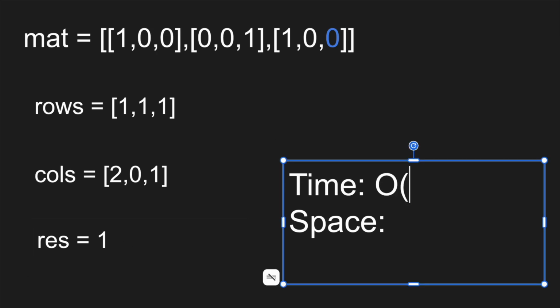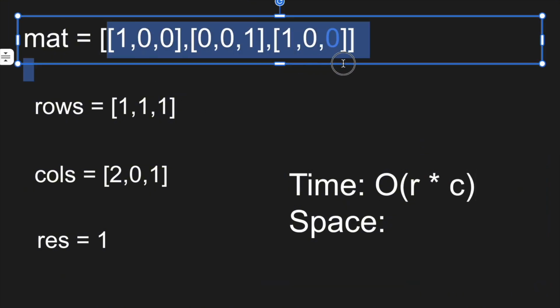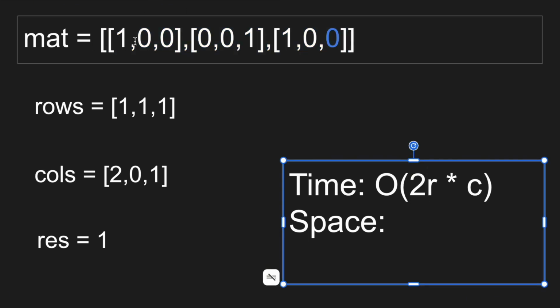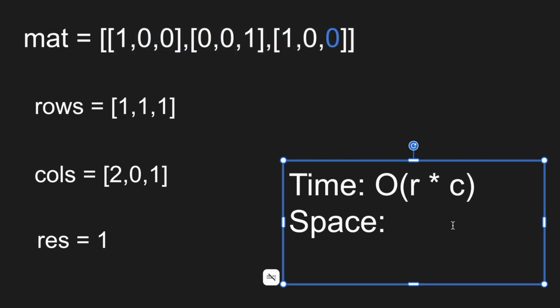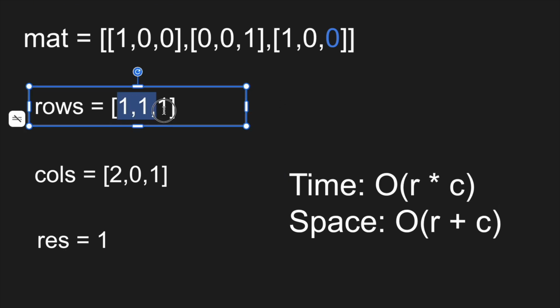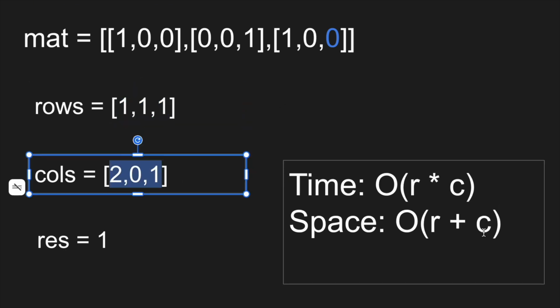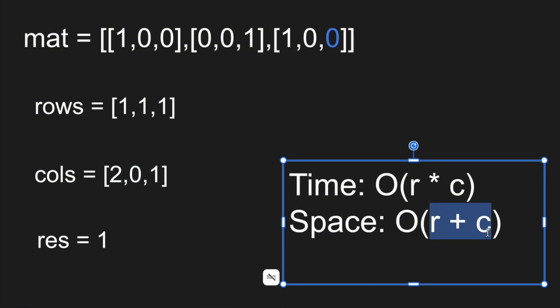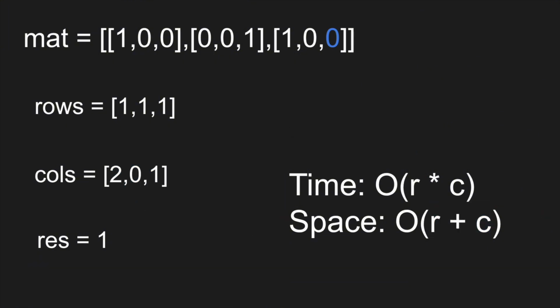So the time complexity would be O of r times c, where r is the number of rows and c is the number of columns, because we'll have to iterate through this. Now technically it's 2rc because we're iterating through it twice, but in time complexity we don't count the constant, so it'll just be rc. And the space complexity would be O of r plus c, because the space of these will take up to O of r, and this will take up to O of c space. So that's why it's r plus c. So now let's get to the coding part.